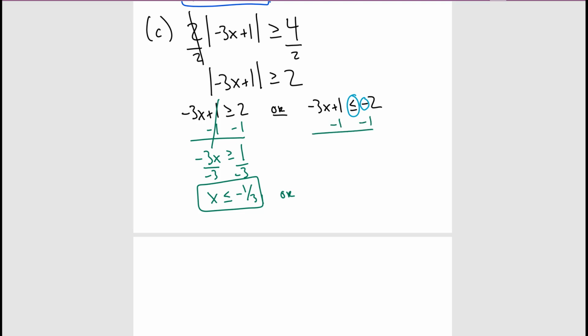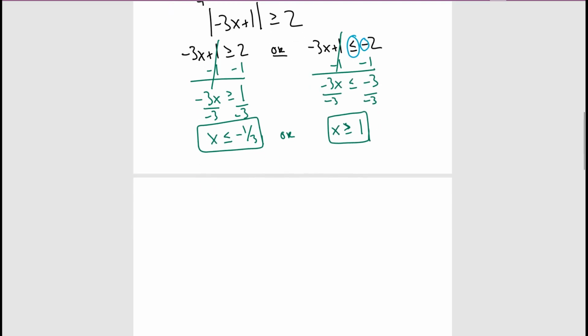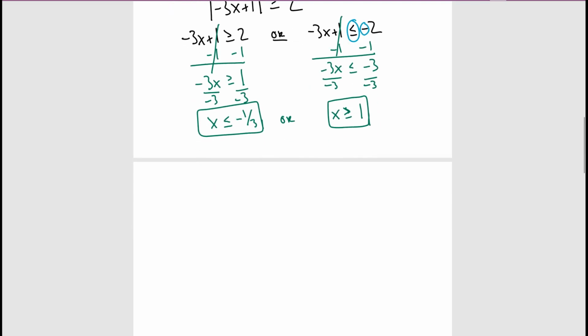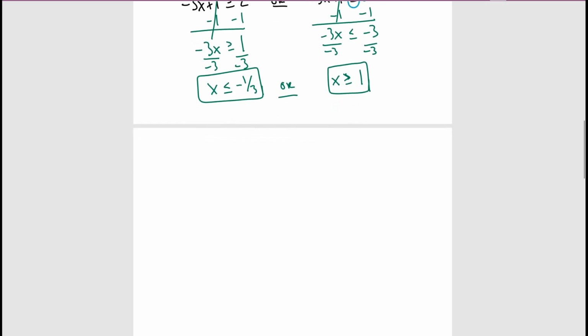Subtract by a 1. So you're going to get negative 3x is less than or equal to negative 3. Divide by this negative 3 to both sides. So x is going to be, now I'm going to switch the sign because I'm dividing by a negative, greater than or equal to 1. Okay, so now I have this OR sign. Okay, so remember how we did the ORs? If you forgot, go back to the video. So go back to your notes. So x is less than or equal to negative 1/3.